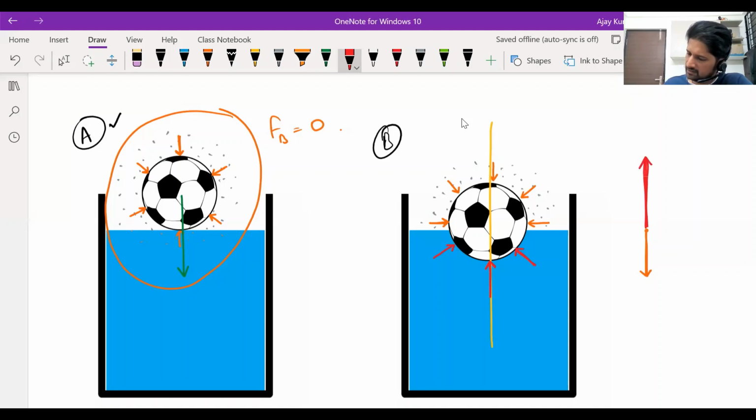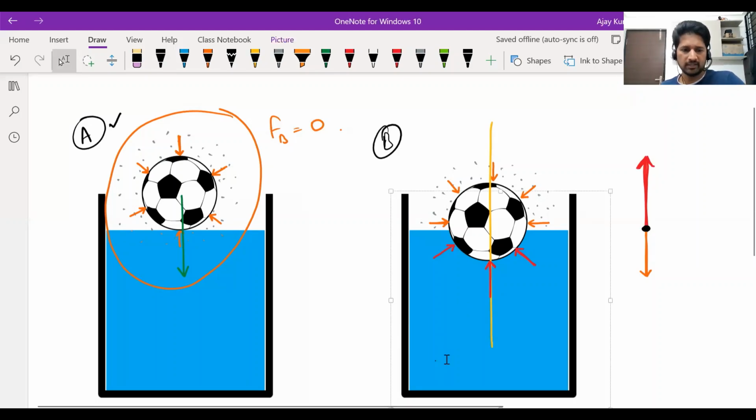So these forces are arising due to pressure distribution around the object. The resultant of these two is what you call buoyant force. We now need a method to calculate this. Let's begin with a simple case.